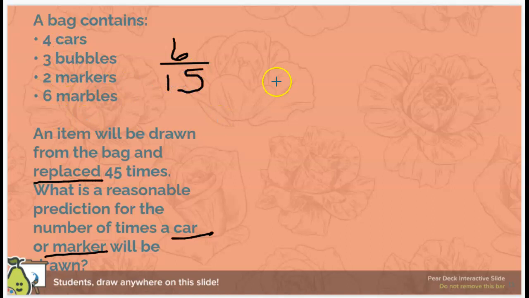Okay, last question. A bag contains 4 cars, 3 bubbles, 2 markers, 6 marbles. An item will be drawn from the bag and replaced 45 times. This part of it being replaced, that means that the fraction is always going to be the same. What is the reasonable prediction for the number of times a car or marker will be drawn? So car or markers, that would be 4, 2, so that's 6. Out of, let's see, the total, 7, 8, 9. So out of 15. Because there's 15 total things, and I'm going to draw 45.